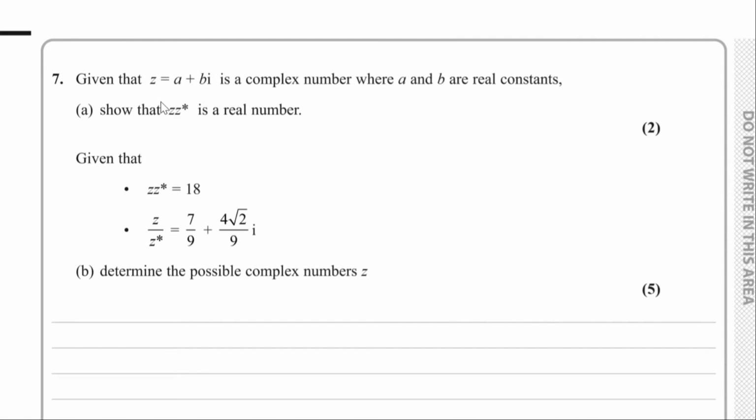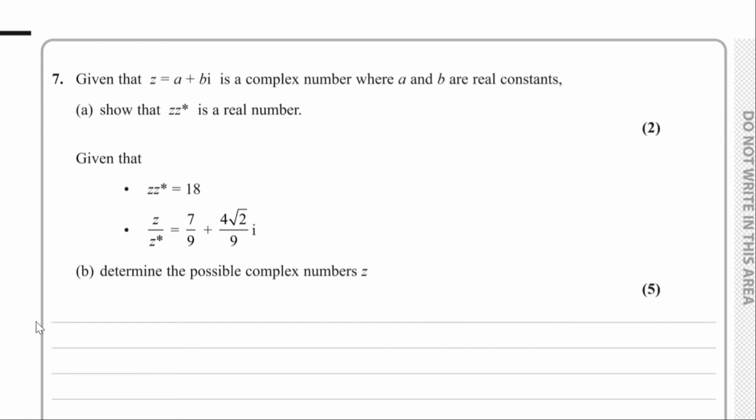Question number 7. We are given that z is equal to a plus bi, and this is a complex number where a and b are real constants, and for part A we have to show that z multiplied by z star is a real number. Well, what does it mean, z star? That just means the complex conjugate of z.